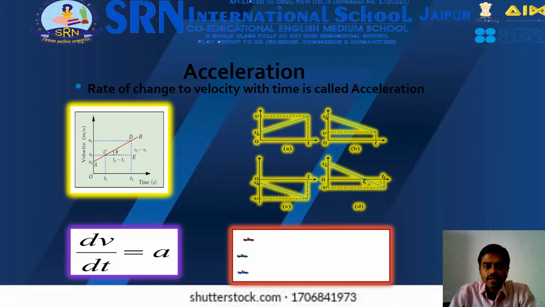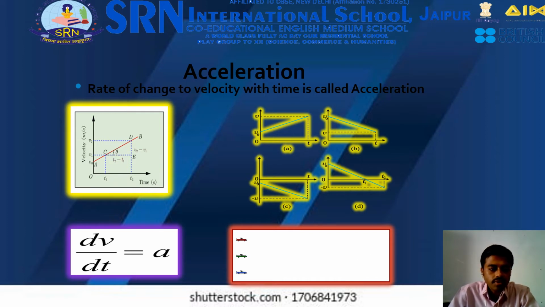Now after getting the concept of distance, displacement, path, velocity, and speed, the next topic is acceleration. Acceleration is the rate of change of velocity with time. According to the formula, we have a is equal to dv upon dt. Here d represents a small change in velocity in a small duration of time, which means instantaneous acceleration is given as dv upon dt. What is the change in velocity in an instant of time?